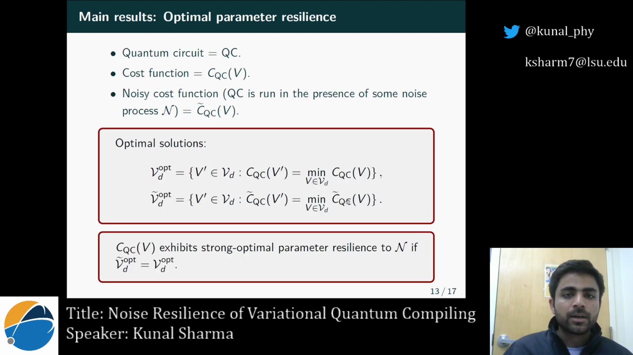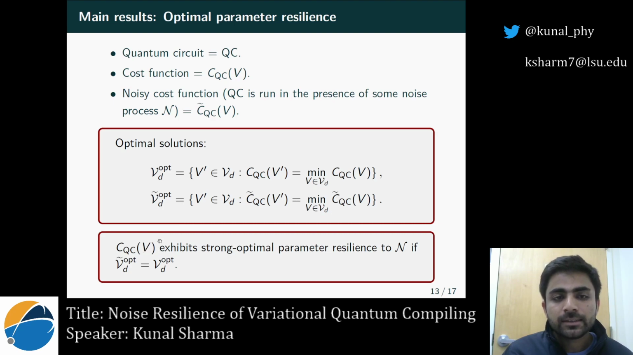So let me define what we mean by optimal parameter resilience. So let's say you have a quantum circuit QC, and for a given algorithm, let's say a compilation algorithm, we define some cost function, which is a function of unitaries, the target unitary and also our ansatz. And we have, let's say, a noisy quantum computer, and the noisy channel N is acting. In that case, the cost function is given by this. Now suppose we had done the optimization on a noiseless quantum computer, then let's say this is a solution. This is the optimal solution of quantum compiling. And let's say V tilde denotes the optimal solution when we have done the optimization on a noisy quantum computer.